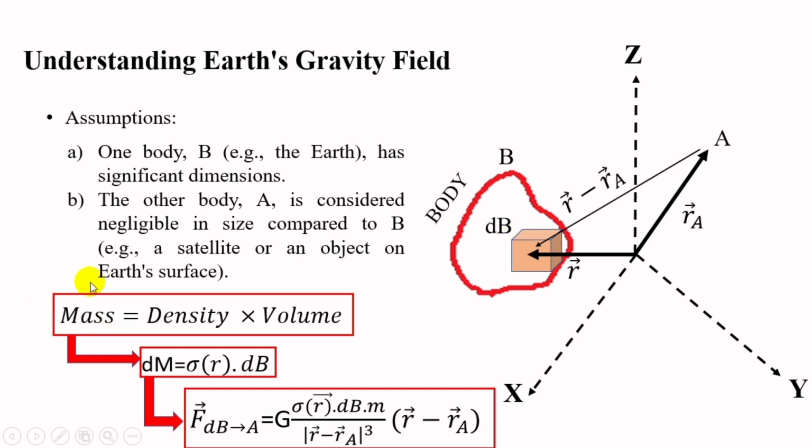As we know, mass is a product of density and volume. So for a small element, we have dm equals sigma times dB, where sigma is the density and dB is the differential volume of the element. Now we can rewrite the basic formula for gravitational force by substituting the differential mass dm into the original formula, and this gives us this formula.